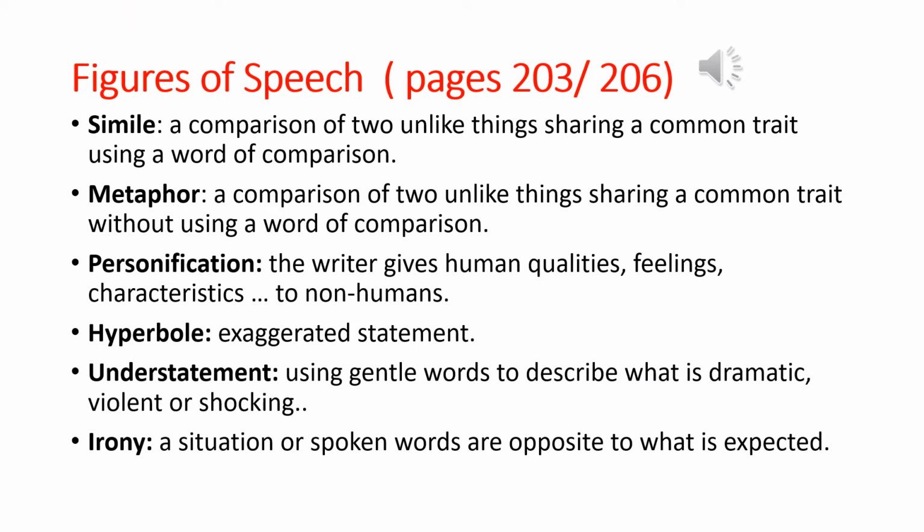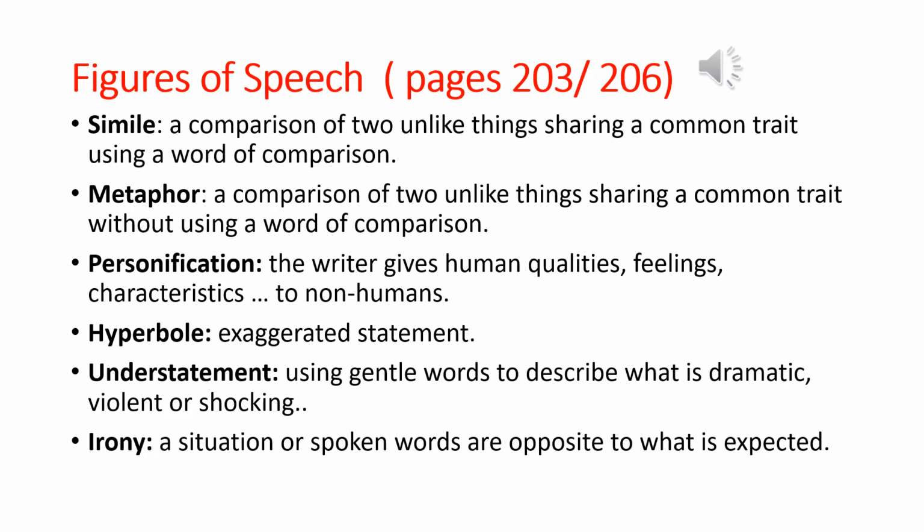As we have previously covered in class, we have different types of figurative language. Let's recap some of them. Simile is a comparison of two unlike things sharing a common trait using a word of comparison, such as similar to, the same as, etc. Metaphor is the same as simile, where we have a comparison of two unlike things sharing a common trait but without using a word of comparison.